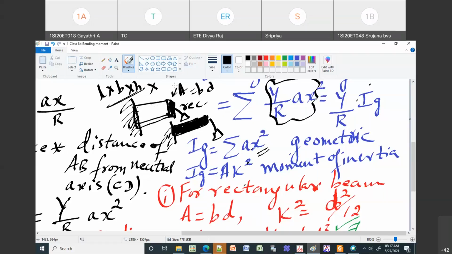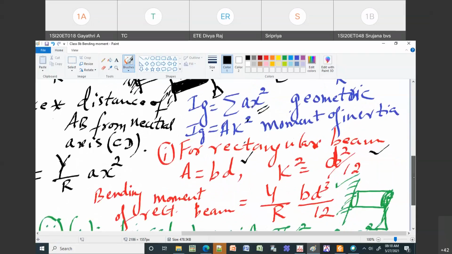We are going to just take the length into breadth, or length into breadth into height, or breadth into thickness. I'm taking here this as thickness D. So that is why we write the area of your rectangular beam as A is equal to B times D. Then this is constant for your rectangular beam. It is D square by 12. D is the thickness or the height of the beam.